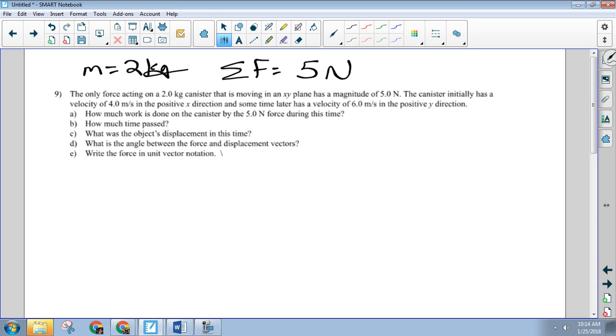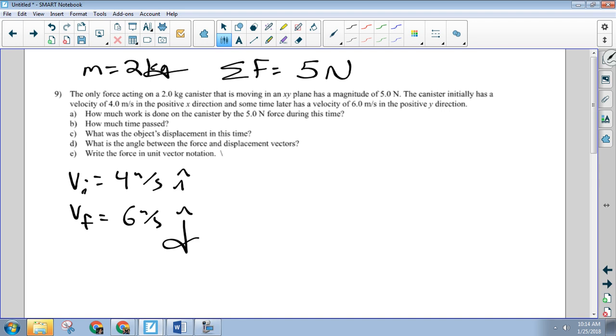We don't know the direction, so similar to that last problem, we don't know the direction that the force is acting in. It tells us that the initial velocity is 4 meters a second in the positive x direction, and that the final velocity is 6 meters a second in the positive y direction. Okay? So that's our given information.